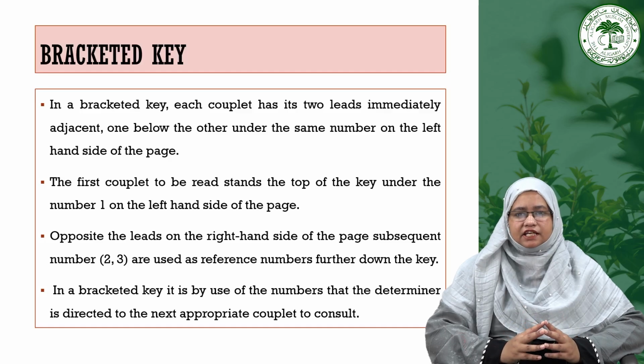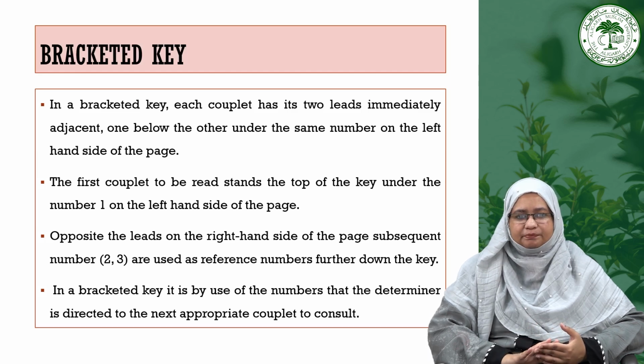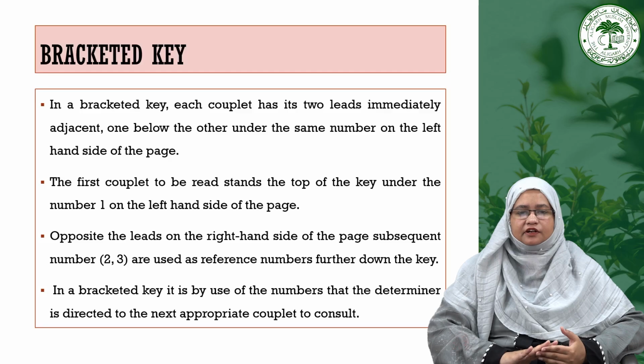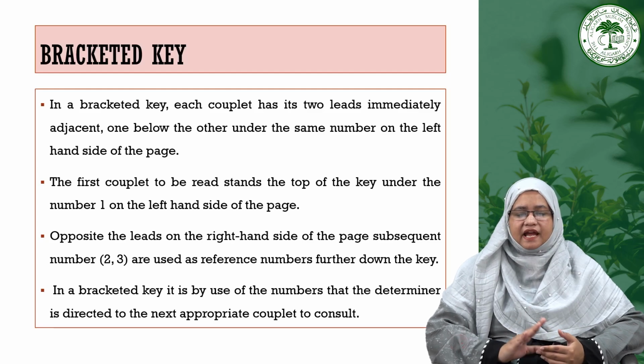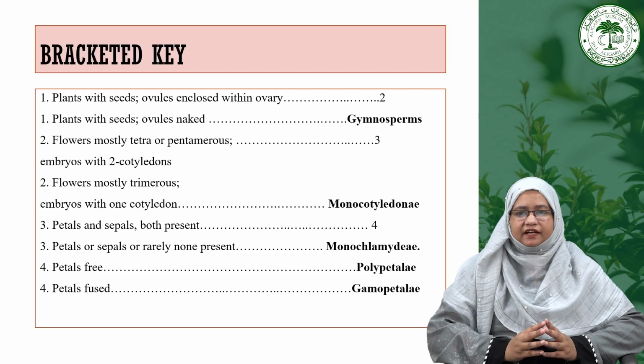In a bracketed key, each couplet has its two leads immediately adjacent, one below the other, under the same number on the left hand side of the page. The first couplet to be read stands at the top of the key under the number 1 on the left hand side of the page, and opposite the lead on the right hand side of the page. Subsequently, numbers 2, 3 are used as reference numbers further down the key. In a bracketed key, it is by use of the number that the determiner is directed to the next appropriate couplet to consult. This will be clear on the next page if we see the bracketed key.